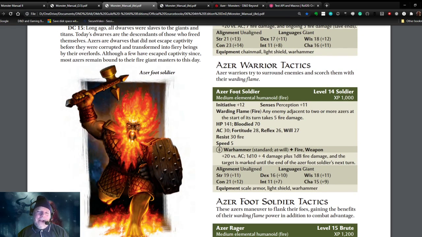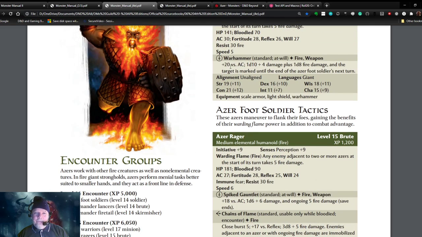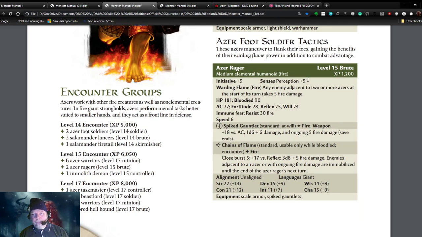So you have an Azer foot soldier, which is a level 14 soldier, 141 hit points, bloodied value of 70, armor class 30, and resist 30 fire. They have that same plus 20 versus AC, 1d10 plus 4 damage, plus 1d8 fire damage, and a target is marked until the end of the Azer foot soldier's next turn. Marking is a mechanical thing in both 4th edition and 5th edition.